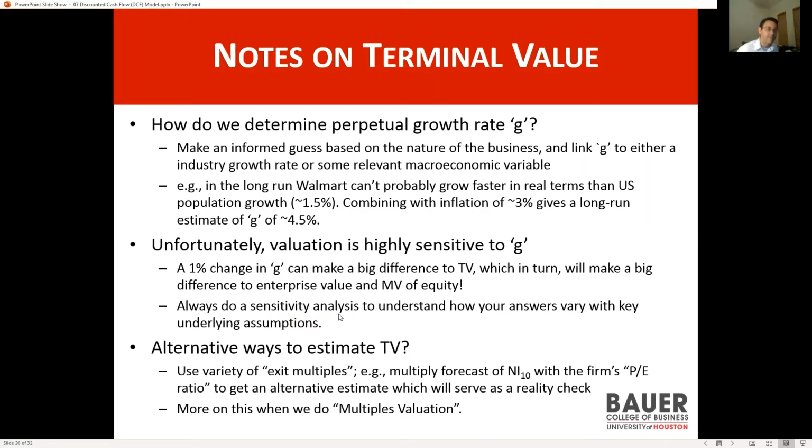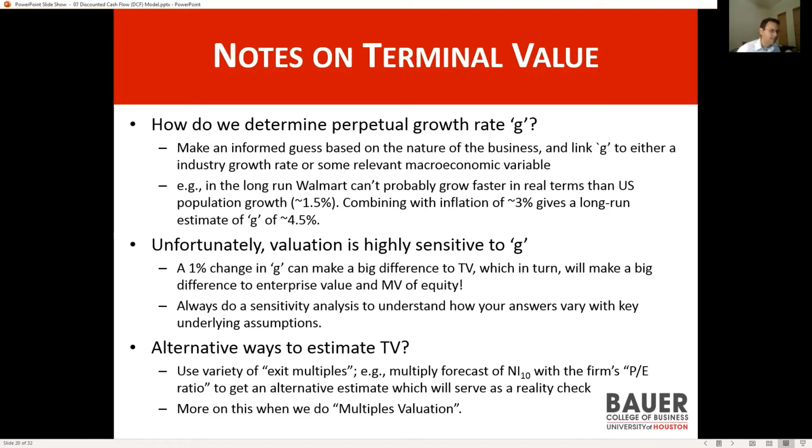We'll introduce this after the first midterm, so you can keep it in the back of your head for now. The idea with sensitivity analysis is you want to change your assumptions. You want to see how your valuation changes when you change certain assumptions of your DCF model. In particular, you want to try different levels of G.